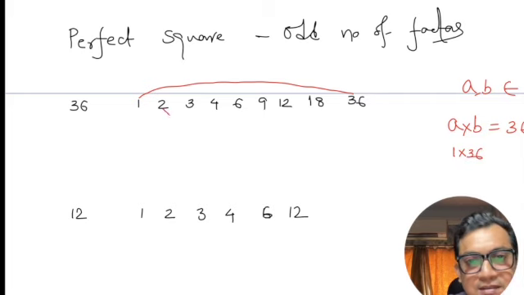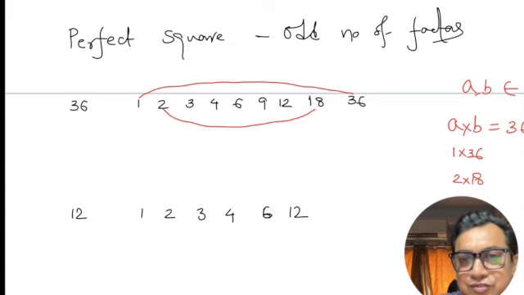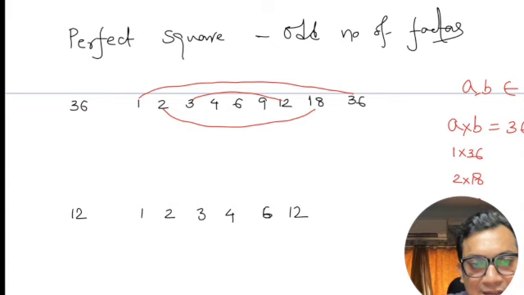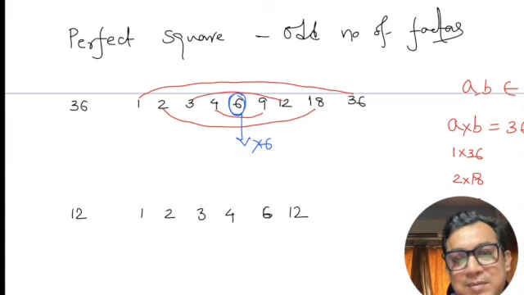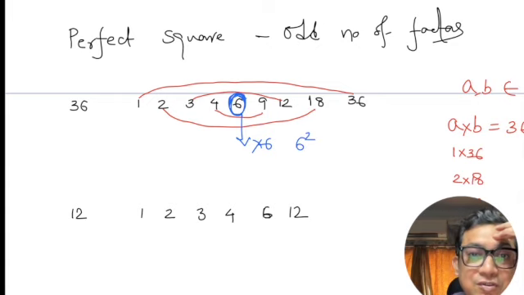Then 2 into 18 is the next possibility. So I have to write down the factors only, no? Then 3 into 12 is the next possibility. And then 4 into 9 is the next possibility. And see what happens after this. We have a single element. It should be multiplied with 6 only to get 36 back. So after the pairing, you need a single element. This should be multiplied with itself. 6 into 6, 6 square. That's why this becomes a perfect square.